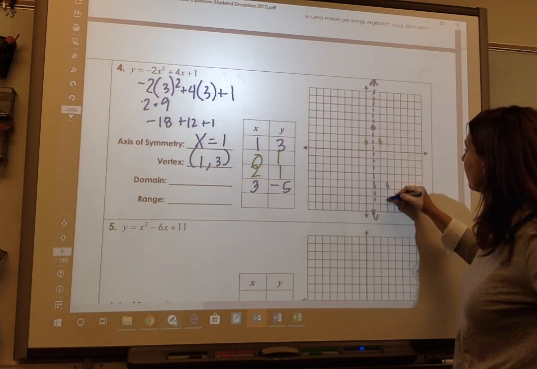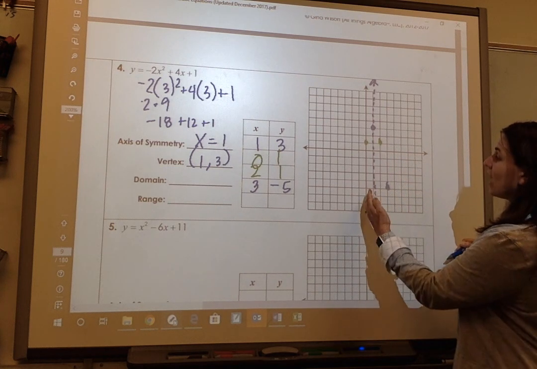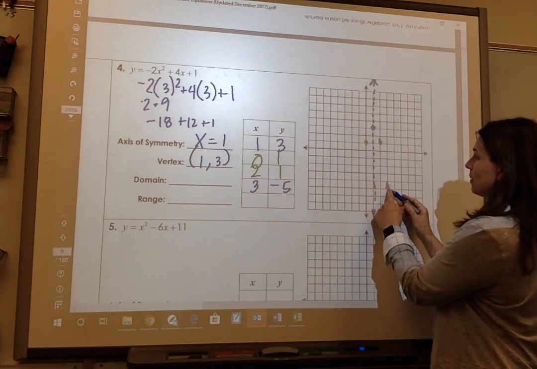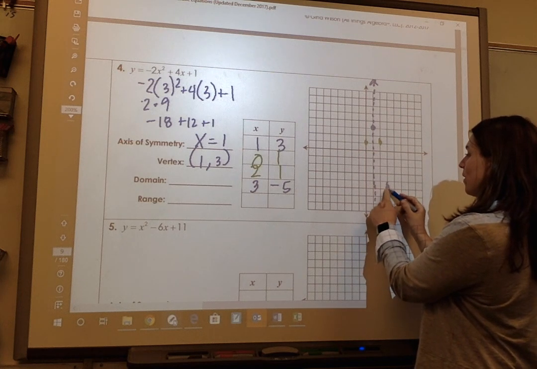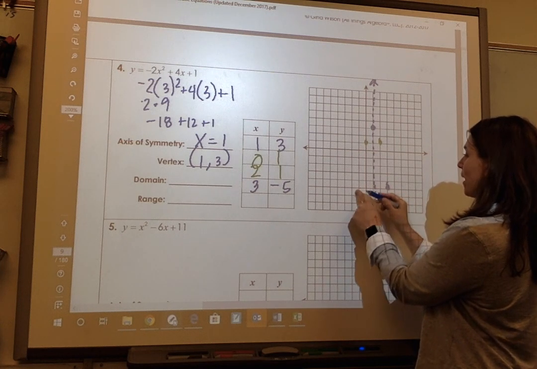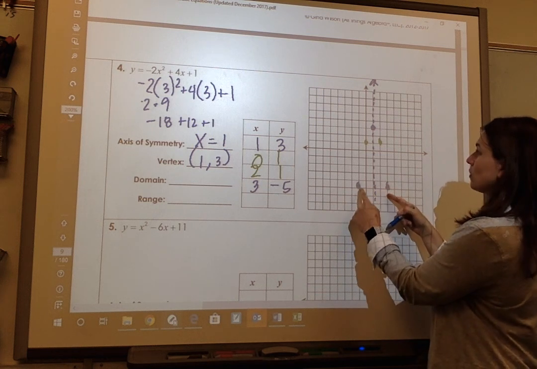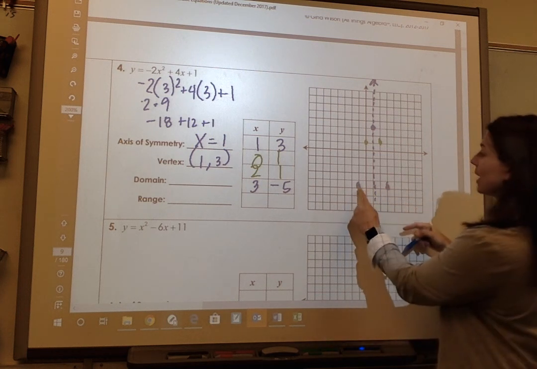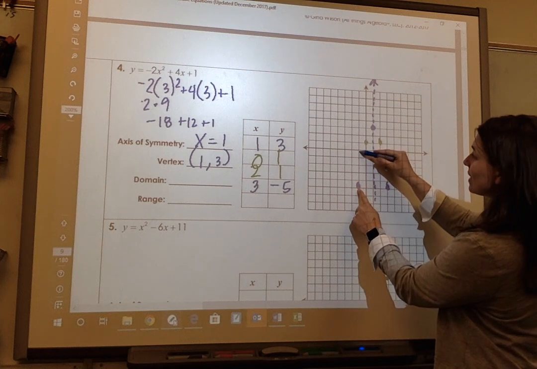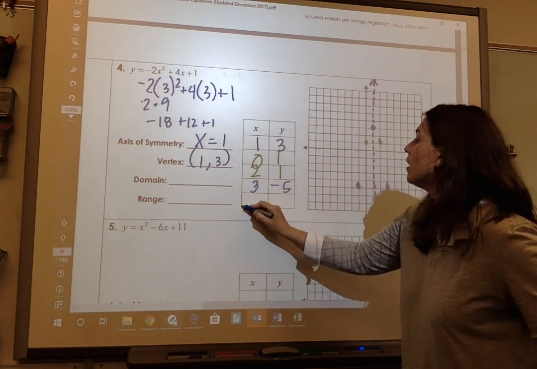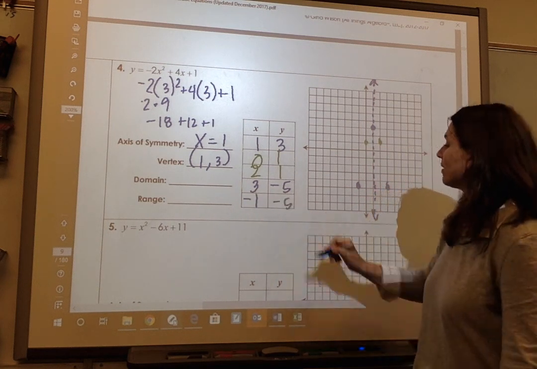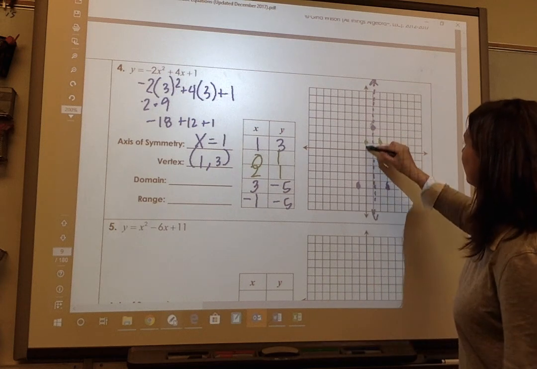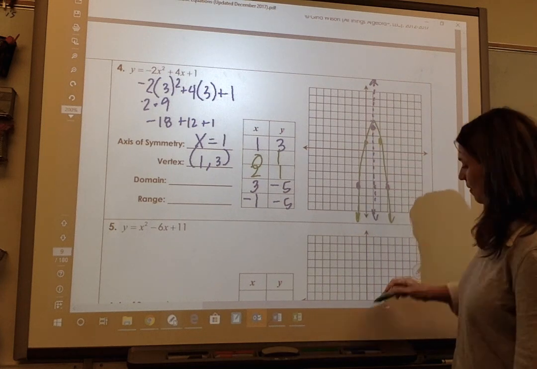1, 2, 3, 4, 5. And because of the axis of symmetry in that relationship, I know that this point is going to be 2 away from my axis of symmetry. So it's going to look like that. But I've got to name that point. And what is that point? It's negative 1, negative 5. So when x is negative 1, y is negative 5. And here is my graph.